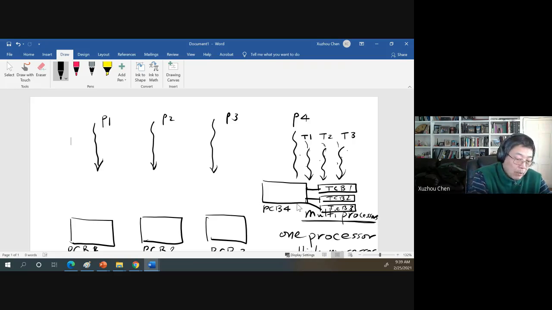We also talked about the fact that threads have 2 different types. One is called a user level thread. The other is called a kernel level thread. The difference between these 2 is that for user level threads, the thread control block, the data structure dedicated to each thread, is located in the user space. So the operating system kernel may not be aware of the multiple threads in process 4, because it's at the user level.